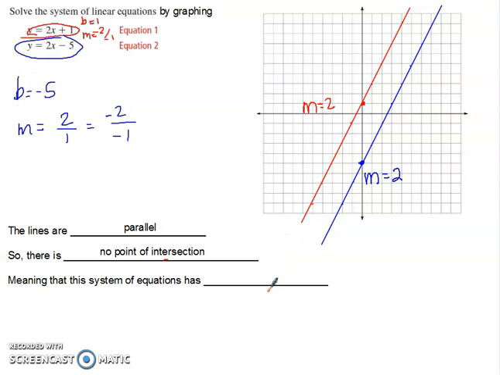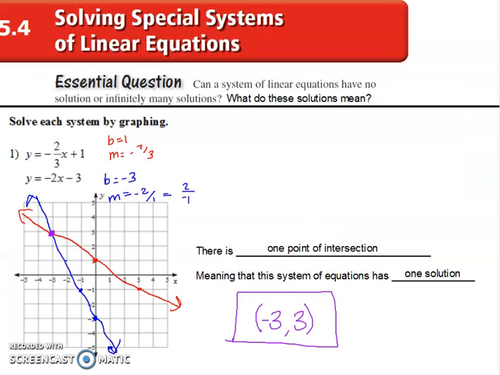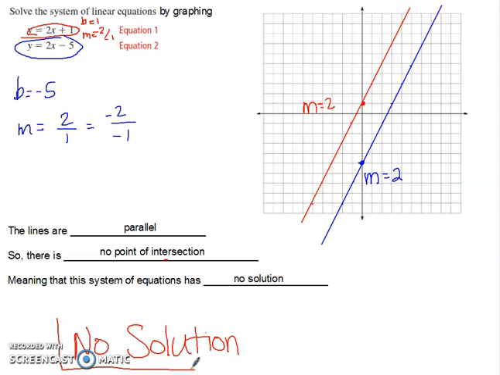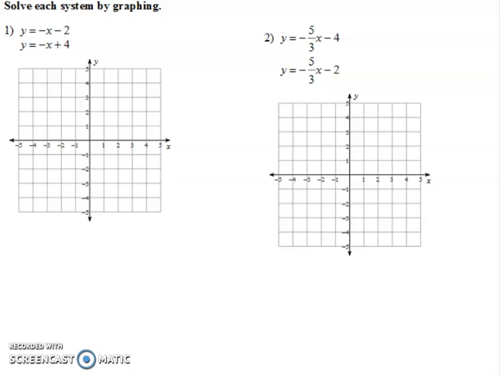The point of intersection tells us where our answer is. If we go back to our first slide, the point where they cross is where our solution is. Well, if there's no point of intersection, that means there's no solution. So this system of equations has no solution. There is no pair that works for both equations. They have nothing in common. All right, your turn. Pause the video and try out these two on your own.